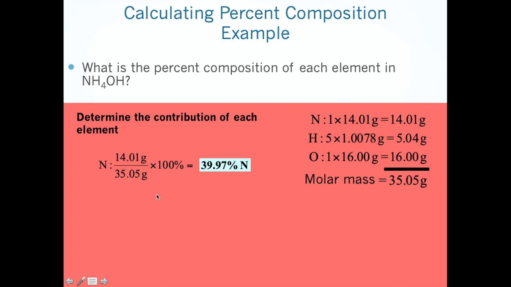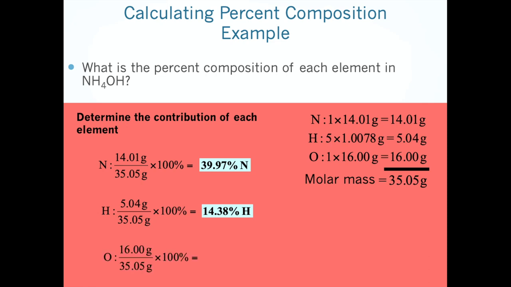Similarly for hydrogen, we need to take the mass that hydrogen contributes to this total and divide by 35. Now, do I take 1 or do I take 5? We have to take that total mass of all 5 hydrogens into account. So it's 5 divided by 35 times 100, which gives you about 14% hydrogen. And then with oxygen, of course, we take our 16 divided by 35 times 100, and we get about 45.65% oxygen.